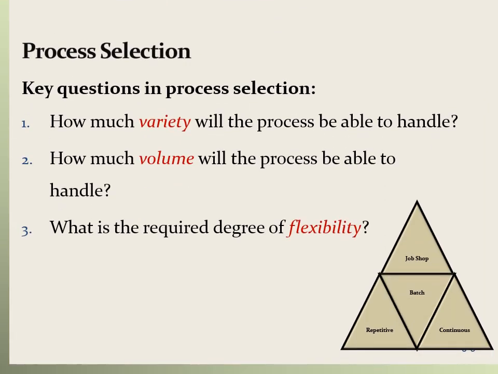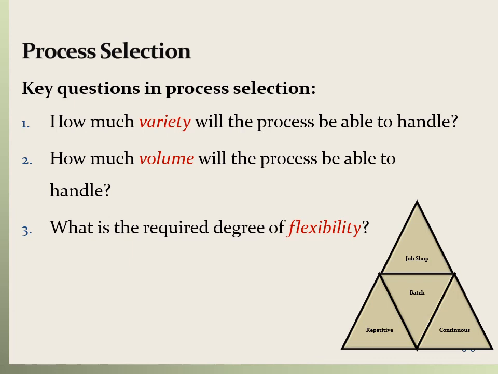How do organizations do process selection? There are certain questions and considerations that are very important for an organization in deciding and determining what process they should select. These questions are as follows. For example, how much variety will the process be able to handle? How much volume will the process be able to handle? What is the required degree of flexibility?